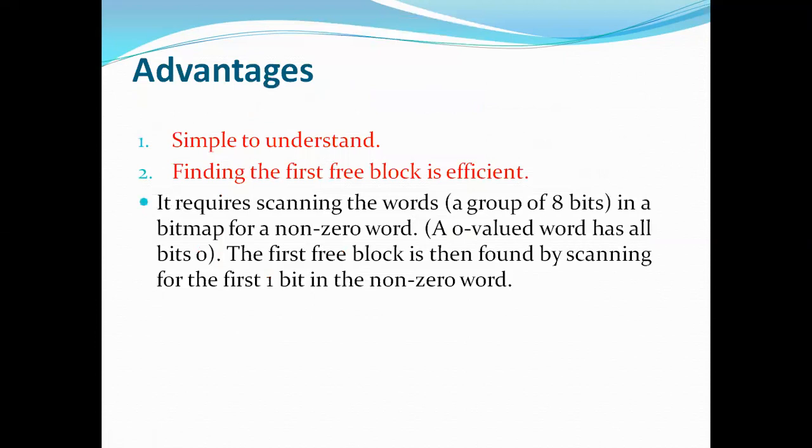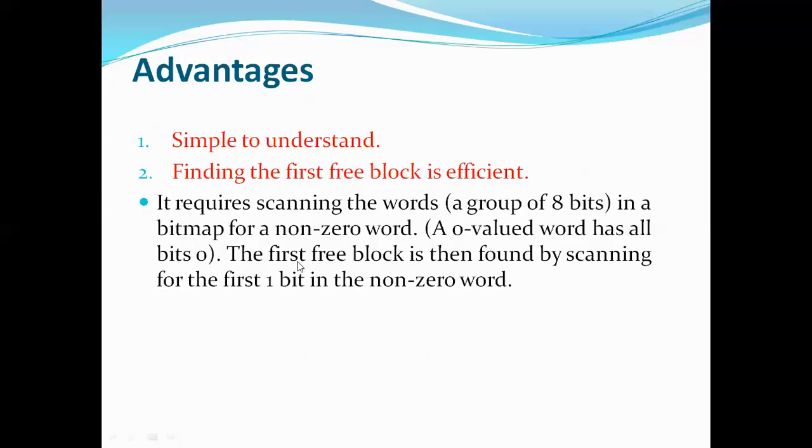Now the major advantage of this method is that it is very simple to implement, because the only thing is you have to maintain the bit vector, a bit value for every block. Next, finding the first free block is efficient. So how is it found? It's basically found with a formula. It requires scanning the words of 8 bits in a bitmap for a non-zero word. A non-zero word means one which doesn't contain all zeros. The first free block is then found by scanning for the first bit in the non-zero word.